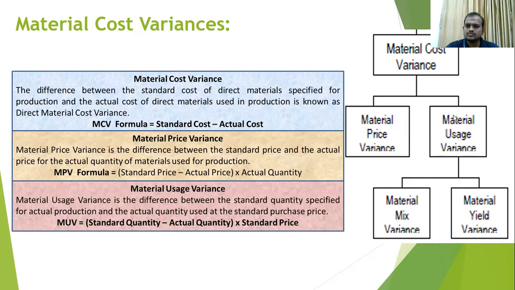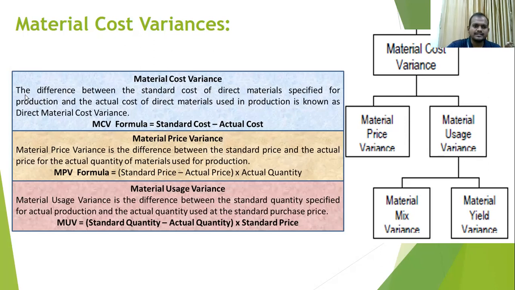Material usage variance is subdivided into material mix variance and material yield variance. If we combine material mix and material yield, we'll get the material usage variance. If we combine material price, material mix and material yield variances, we'll get total material cost variances. Okay, we'll go one by one.